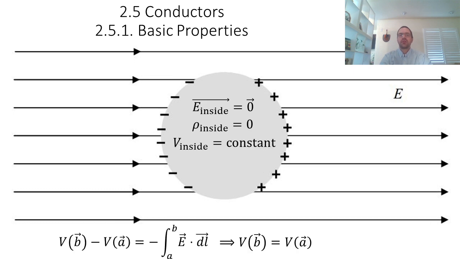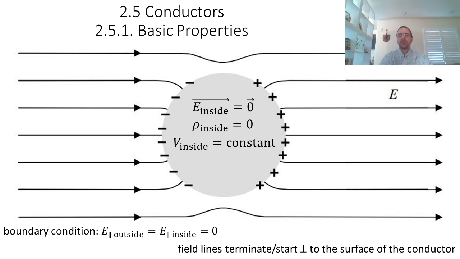Another consequence of the zero electric field inside the conductor is that the potential inside the conductor is going to be constant. As you remember, in electrostatics, the difference in electric potential is given by minus the integral of E dl. So since E is zero everywhere inside, then the potential is the same everywhere inside.